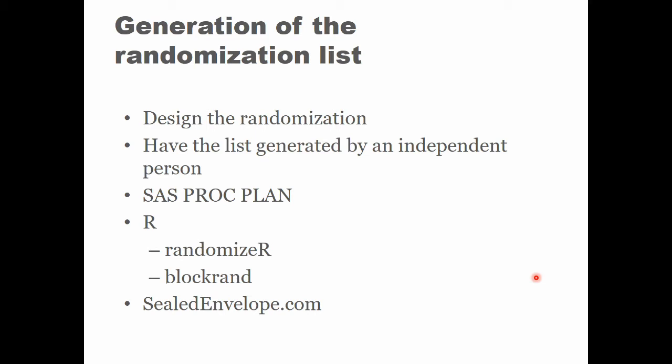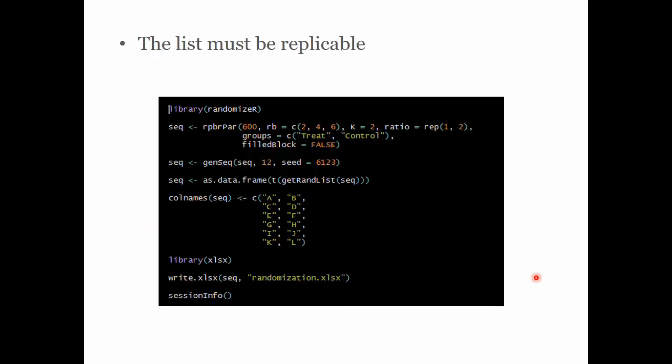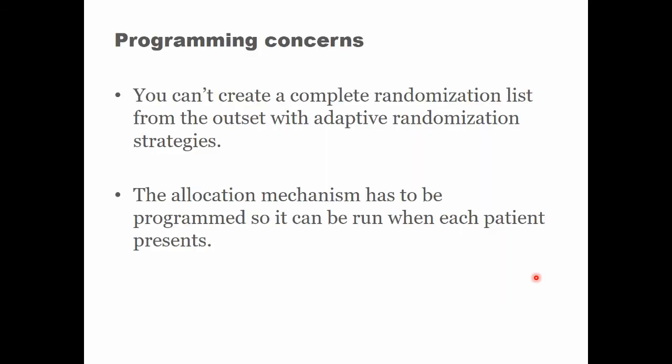We now have computer algorithms that create random numbers for us that are more than suitable for our purposes. So worrying about how the random allocation itself was generated is kind of a trivial point. These are the important things. And importantly, that list and how it's generated has to be replicable. So this is a bit of code that I would use with R to create a randomization list. And I've got important information here that I could recreate the exact same randomization list I've given you just by rerunning the code.